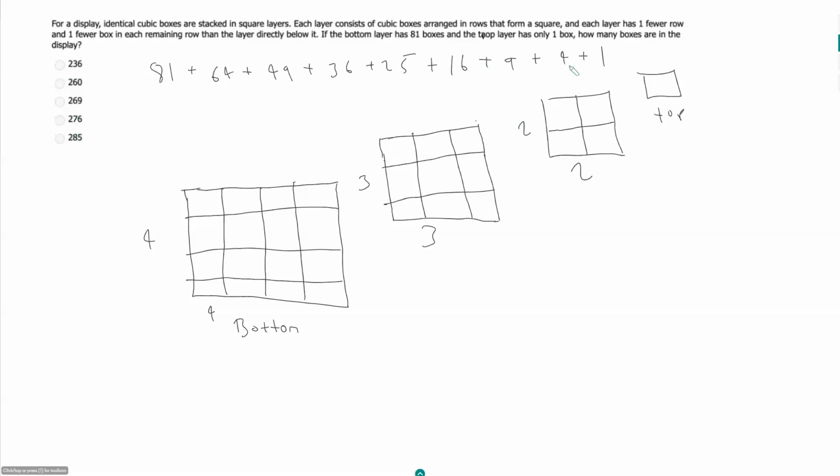So 1 plus 4 is 5, plus 9 is 14, plus 16 is 30, plus 25 is 55. Then 55 plus 36 is 91. Then I have to start actually adding things on paper: 91 plus 49 plus 64 plus 81. So 1 plus 9 is 10, plus 5. So we get a units digit of 5.